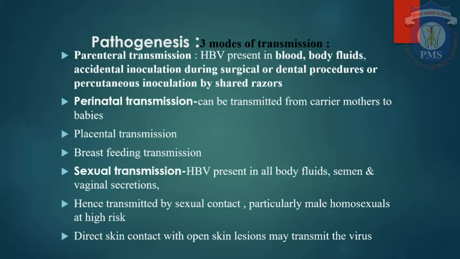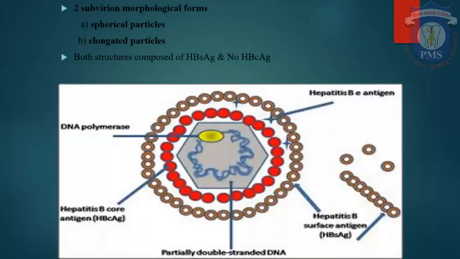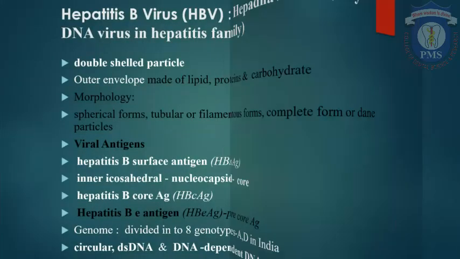The third transmission is sexual transmission. Hepatitis B virus is present in all body fluids, and semen and vaginal secretions can transmit it by sexual contact. Particularly, male homosexuals are at high risk. Direct skin contact with open skin lesions may also transmit the virus. So, we are mainly discussing the surface markers of hepatitis B antigen.